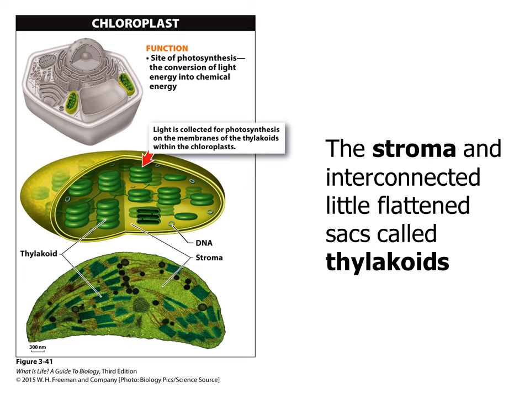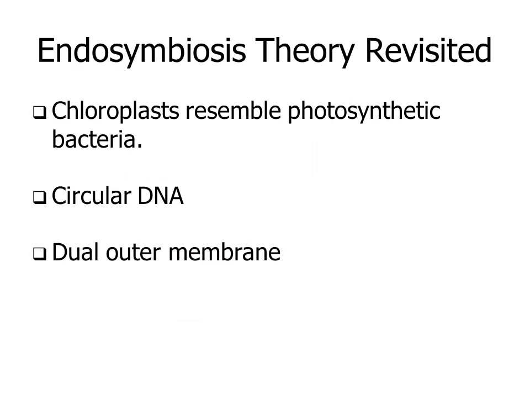I don't think you need to know these parts of the chloroplast. I just want you to know that this is where photosynthesis occurs, and we'll talk more about them in the chapter. The chloroplast is another organelle, much like the mitochondria, that supports endosymbiosis theory. And that's because they resemble photosynthetic bacteria. So not only plants undergo photosynthesis, but some bacteria can too. They have circular DNA and that double bag within a bag membrane structure.